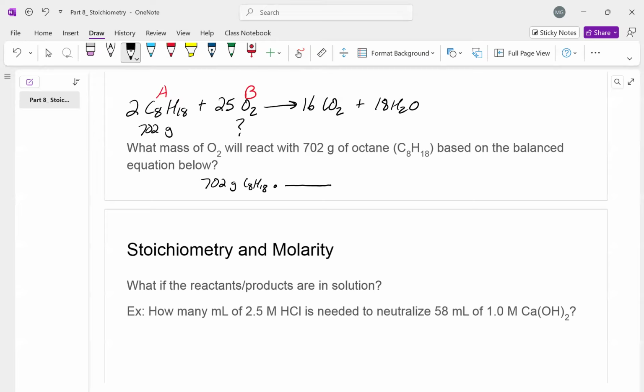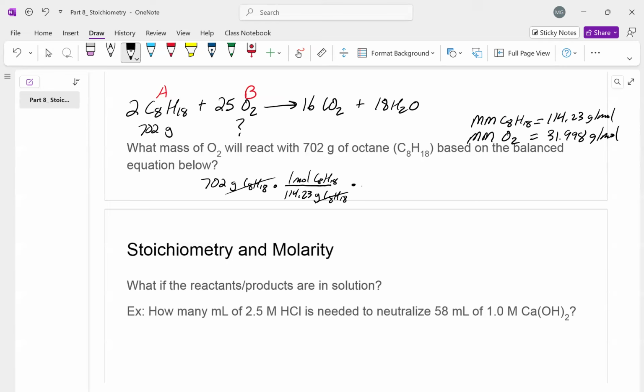And the key thing is get to moles. Right? Well, let me give you the molar mass of the pertinent things. So the molar mass of octane is 114.23 grams per mole. And we'll probably need the molar mass of oxygen. That's 31.998 grams per mole. So I'm going to use the molar mass of octane. And notice here I've gotten to moles. Now, that's the key thing, get to moles.